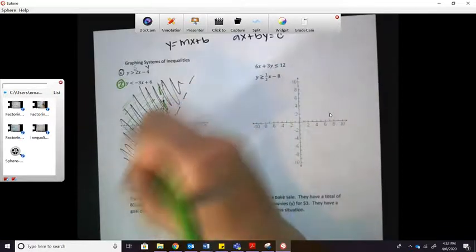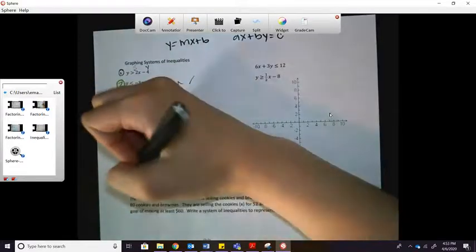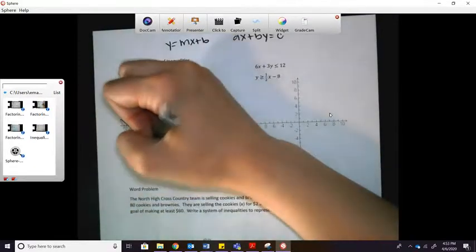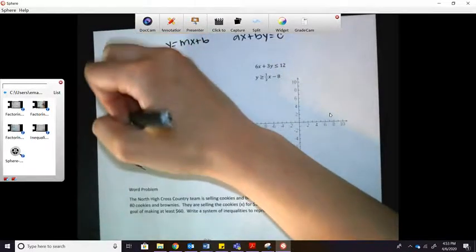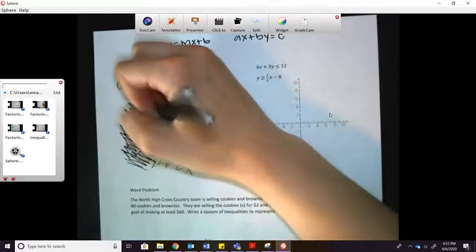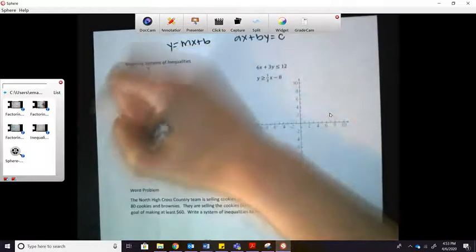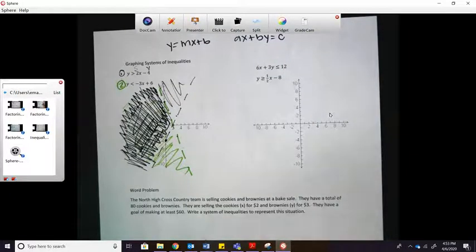And as you see here, we shaded this area twice. So I'm going to go ahead and make this area really dark because that's basically where our solutions to the system are. So anything in this really dark area is what we want as a solution. Okay? So for the next one, we're going to do the same thing.